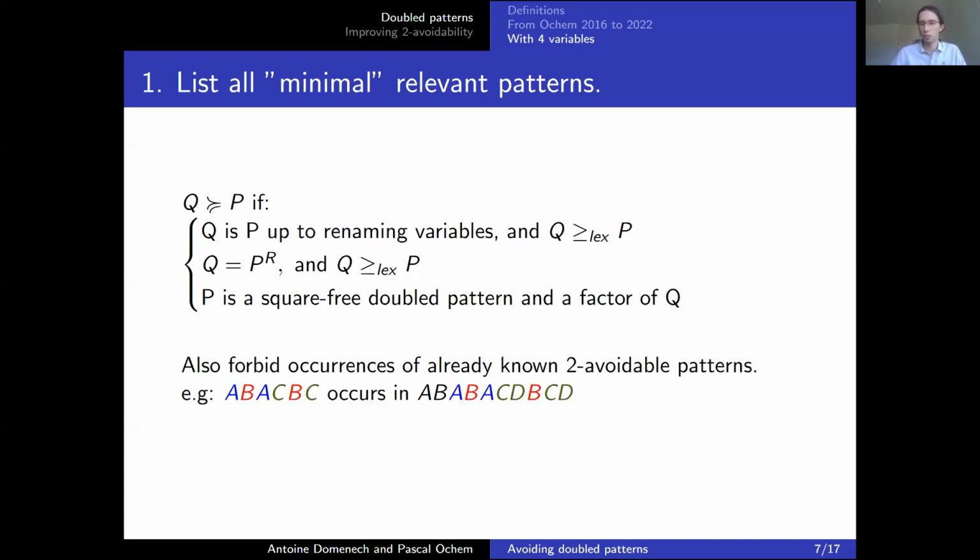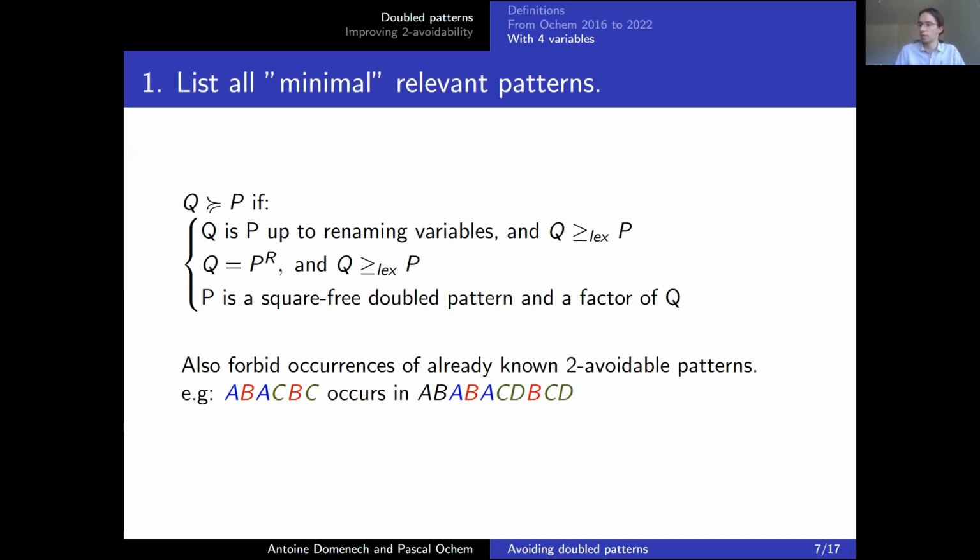But in 2016, Pascal had shown that some of the three avoidable patterns are too avoidable. So we already know some patterns to be too avoidable. And if a pattern contains an occurrence of those known to be too avoidable patterns, we don't have to study it. We know that it will be avoidable. So for example, we already know that ABA-CBC is too avoidable, and it occurs in the pattern on the right.